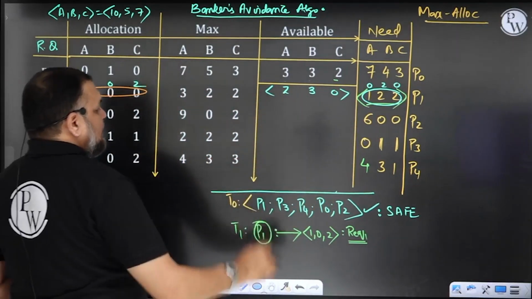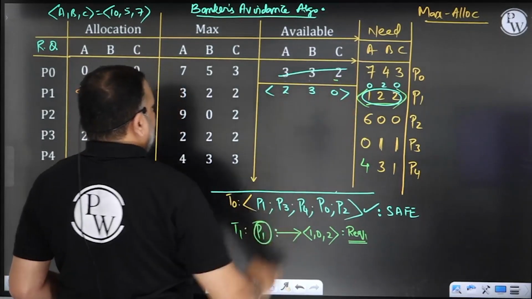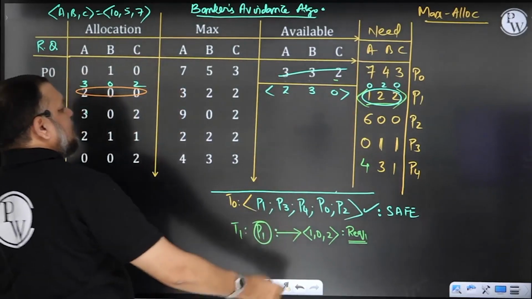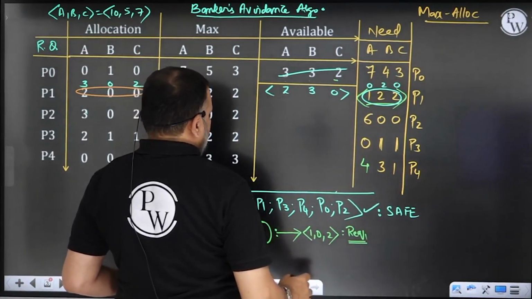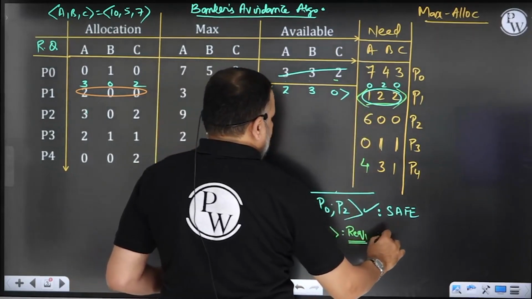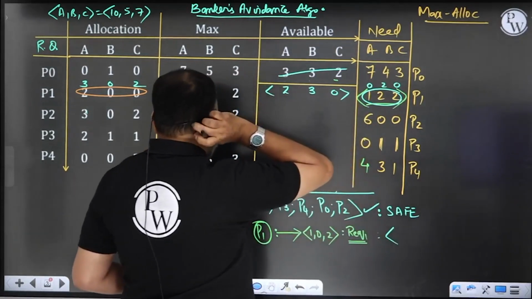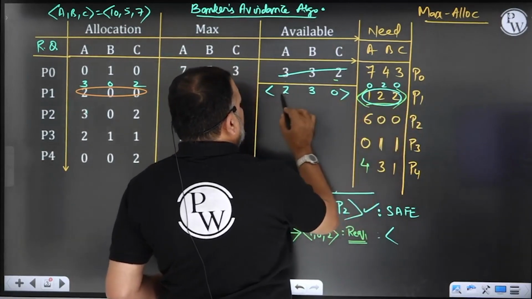Now I check whether the resulting state, this state with new available, is safe. With this available, can I satisfy the need of all processes? Let us verify step by step. Can I satisfy the need of P0? No, I cannot. Can I satisfy the need of P1? Yes, 020 is less than 230.